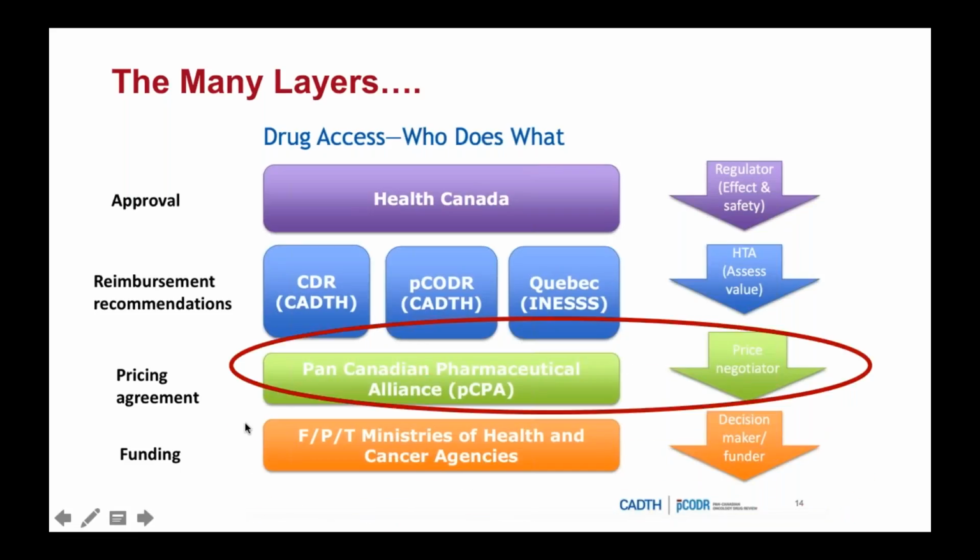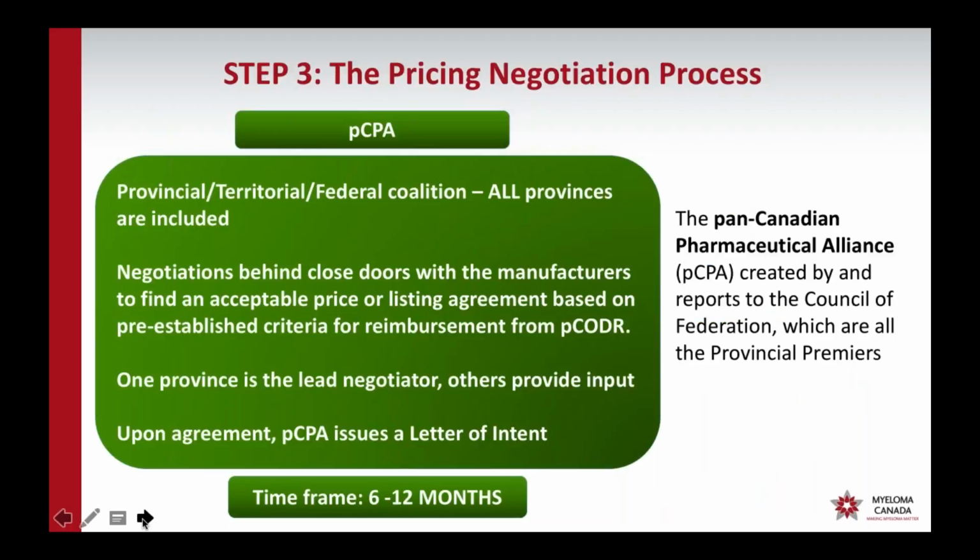So what we have here is the pan-Canadian Pharmaceutical Alliance process, and they're the price negotiators. They will come out with a pricing agreement, and this body is comprised of people working for the different provinces, and provincial, territorial, and federal coalitions. Even the feds are involved in this process, because they do have some drug plans as well. In this pCPA process, all provinces are included. As I said before, from the health technology recommendation, Quebec had their own process, but now they said, we want to negotiate with all the provinces too, because we want to benefit from any price reduction that can be negotiated outside of Quebec. So they're part of the pCPA negotiations.